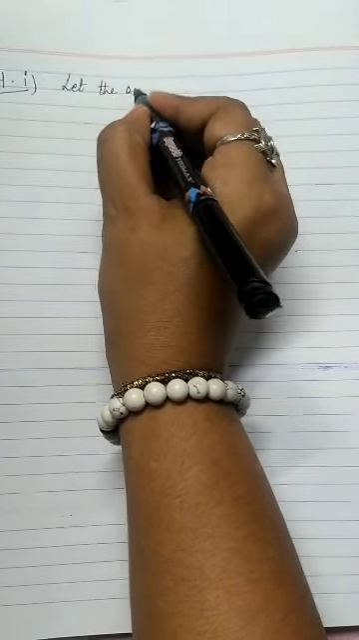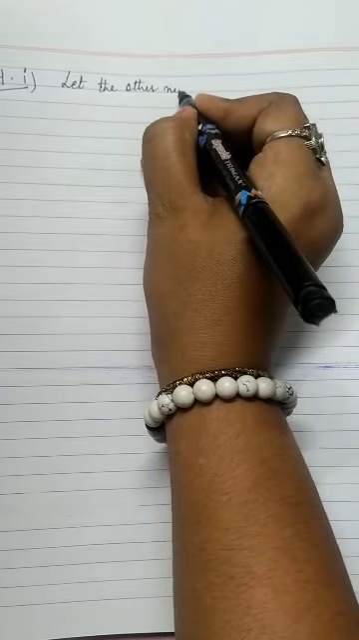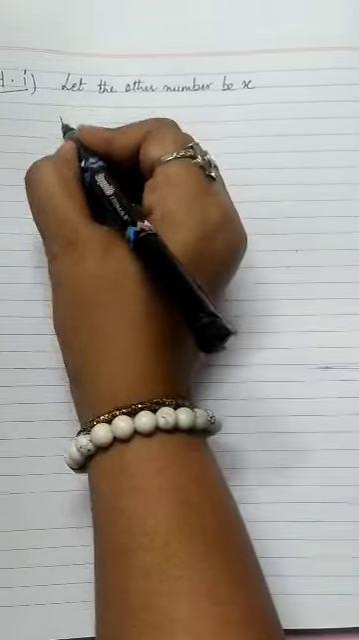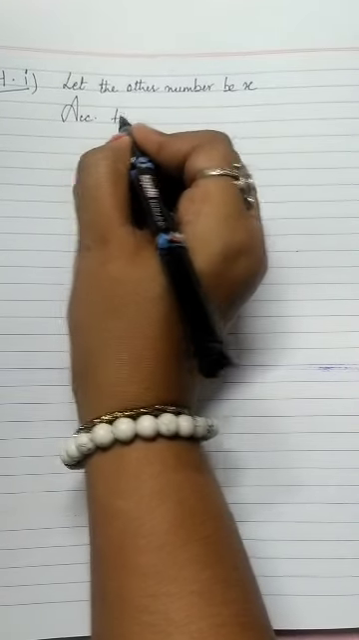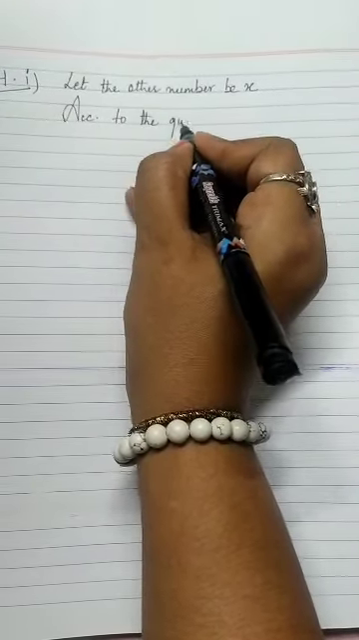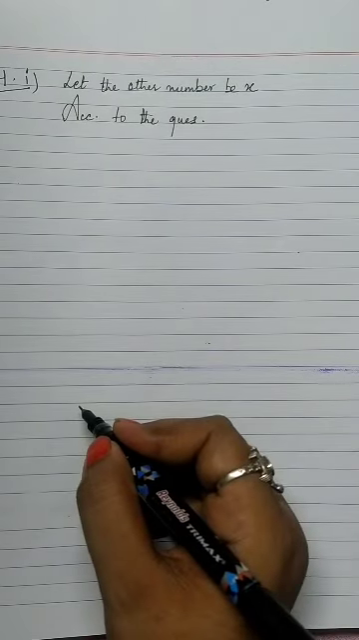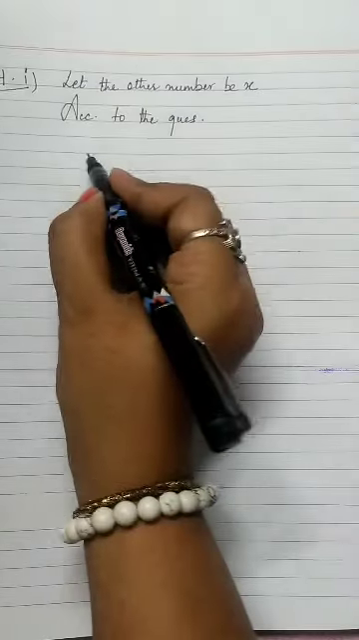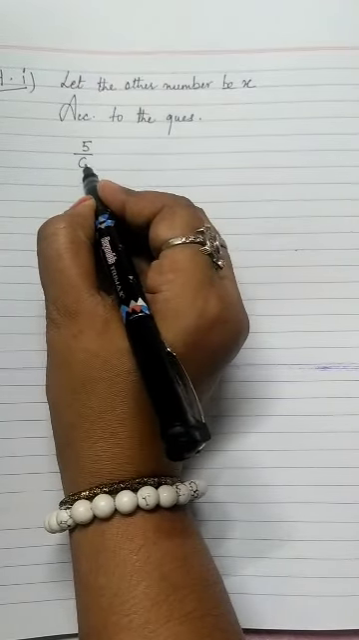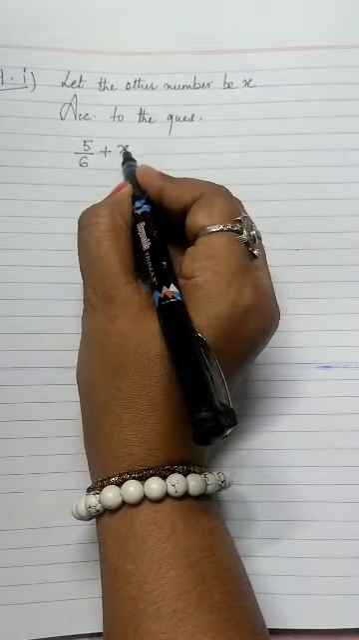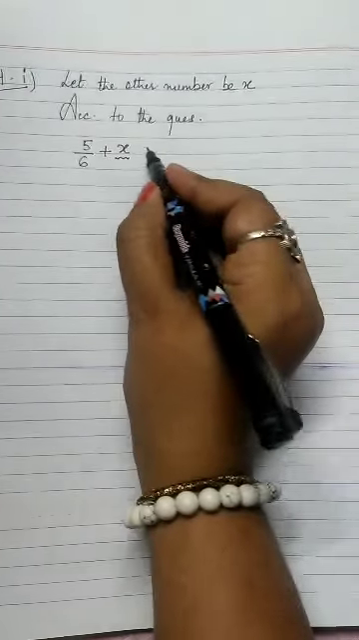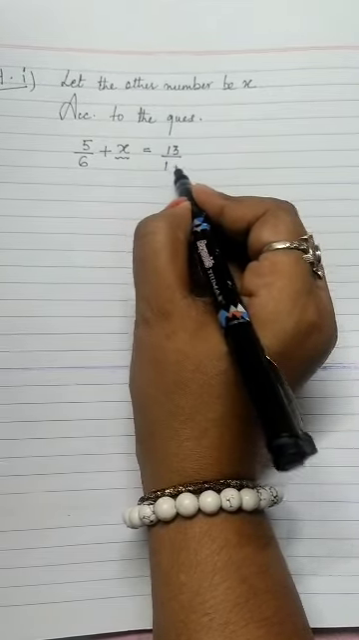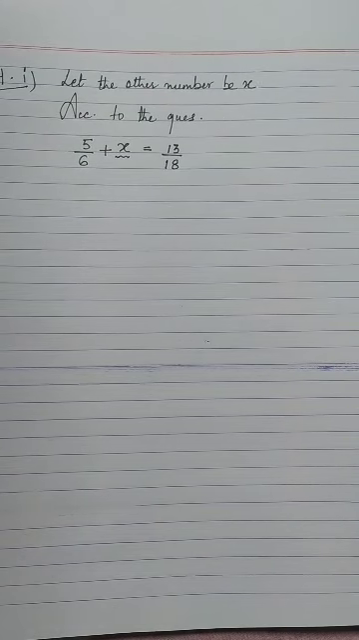So let the other number be x. According to the question, the other number is x and we know one of them is 5 upon 6. The sum is 13 upon 18. So 5 upon 6 plus x, because we have considered the second number as x, and the sum or the resultant is given as 13 upon 18, right?